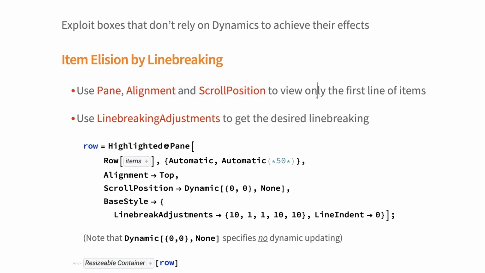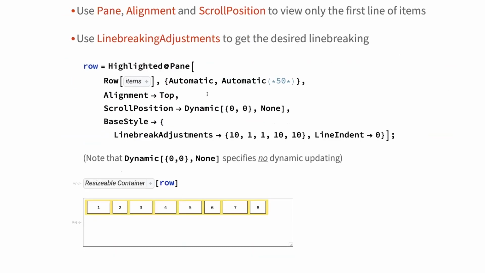In other words, they will line break away from the end. And if we can just view the first row, then we've kind of solved that problem. We can do that by just setting the right image size of the pane and the alignment and scroll position. This is what I'm doing here. I've got a pane around this row of items. These are the options I just talked about: the line breaking, scroll positions, etc.